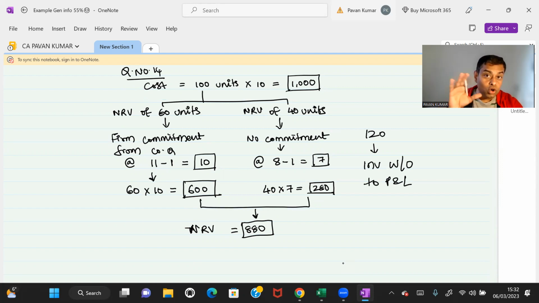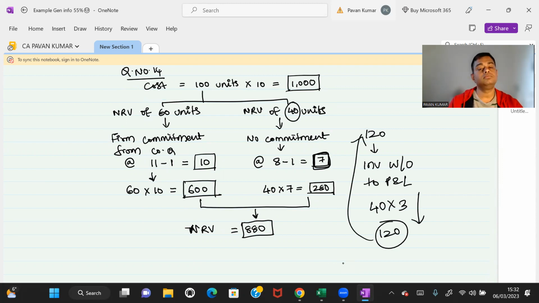What is this 120, you know? If you know how to reconcile things, on this 40 units, you lost 3 rupees. This is 7 rupees, no? So 40 into 3 is 120. 120, you're writing off to the P&L. Interesting problem. Simple problem. You understand, guys? So inventory value is 880. Inventory to be written down to P&L is 120. That's all. Any doubts in this? Guys, any doubts in this question? If you have doubts, please ask me.